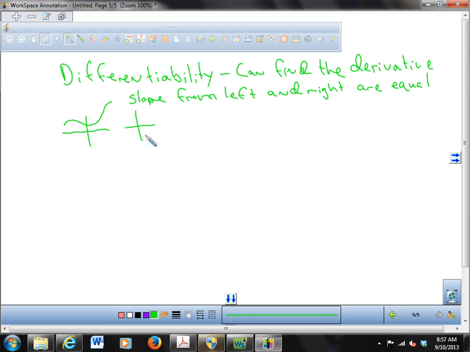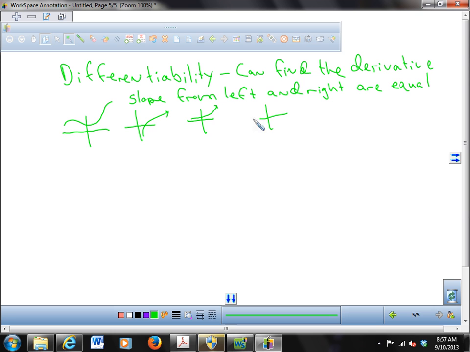Logarithmic functions that look kind of like this are differentiable for all values except to the left of 0 or at 0. So logarithmic functions are pretty much differentiable. Exponential functions are differentiable for all values. That's exponential. Polynomial functions look like this.